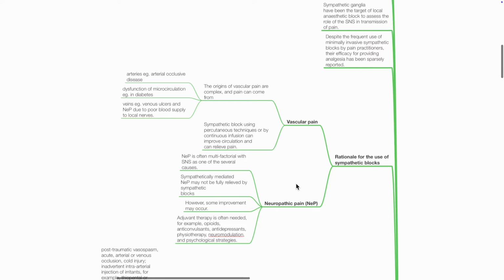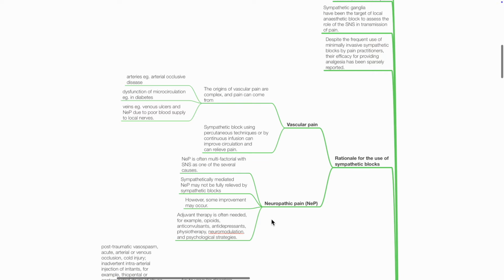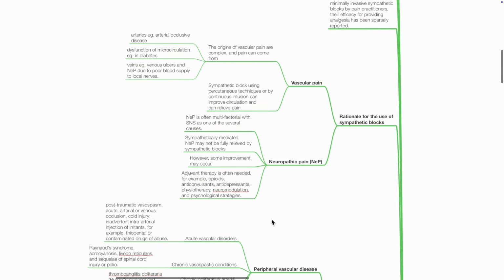Neuropathic pain is often multifactorial, with the sympathetic nervous system as one of several causes. Sympathetically mediated neuropathic pain may not be fully relieved by sympathetic blocks. However, some improvement may occur. Adjuvant therapy is often needed, such as opioids, anticonvulsants, antidepressants, physiotherapy, neuromodulation, and psychological strategies.